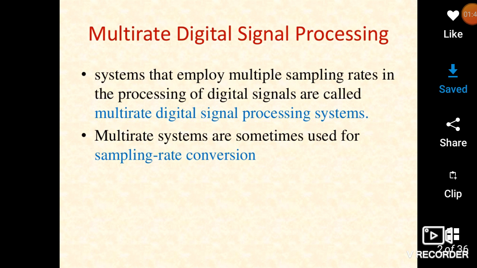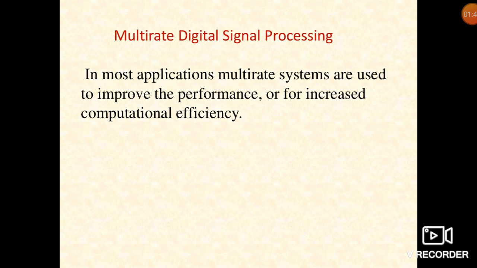Multi-rate conversion is used to improve the performance. All these are the advantages of multi-rate signal processing. What are the advantages? Computational complexity is less, storage for filter coefficients is less, finite arithmetic effects are less, and sensitivity to filter coefficient length is also less.